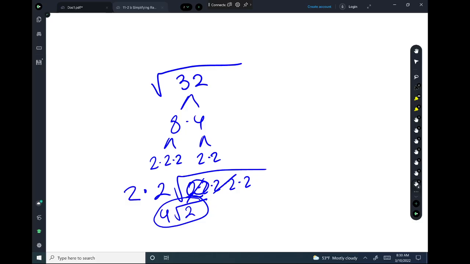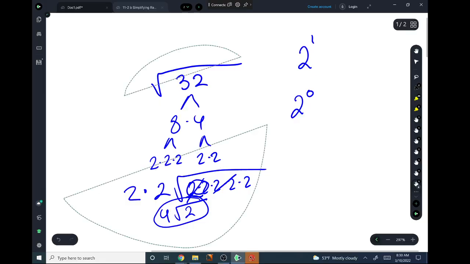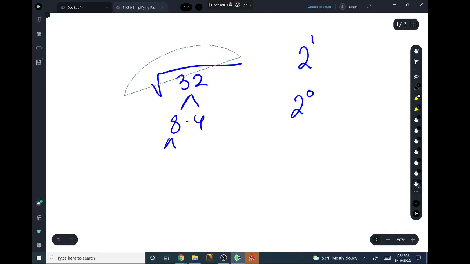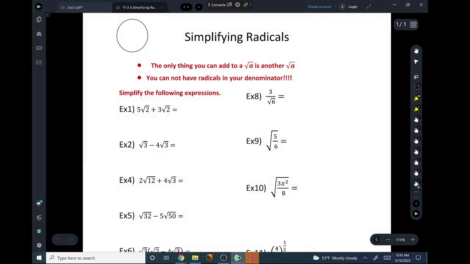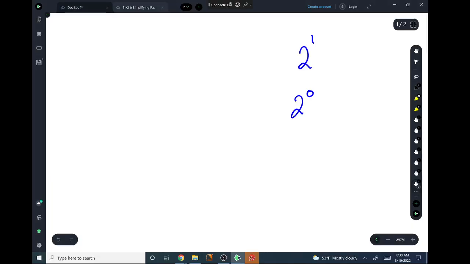All right. Now the next interesting thing. Let's look at 2 to the first, and let's look at 2 to the 0. And then let's look at all right. 2 to the first is what? 2 to the 0? Okay, now here's the weird one.